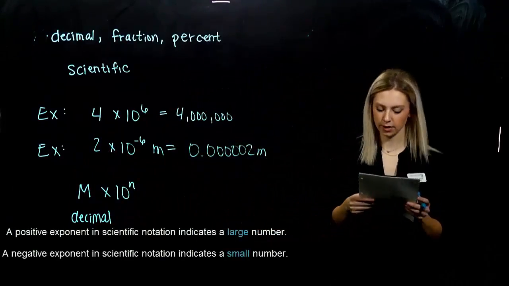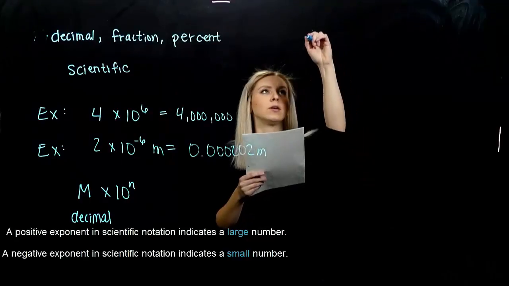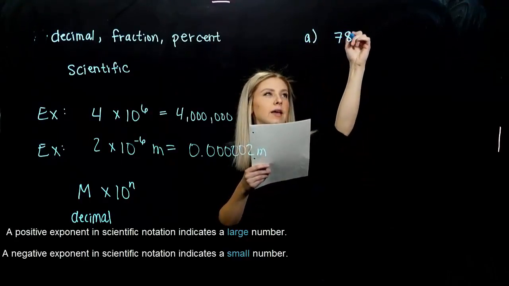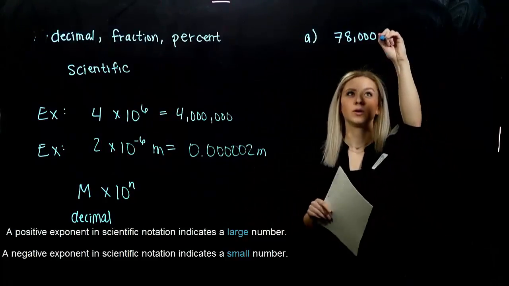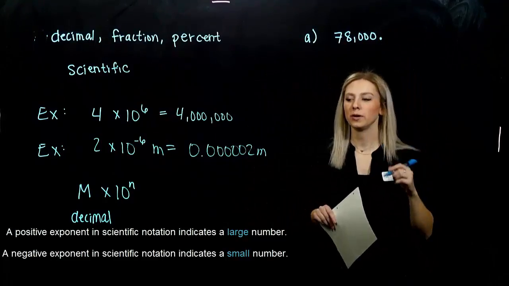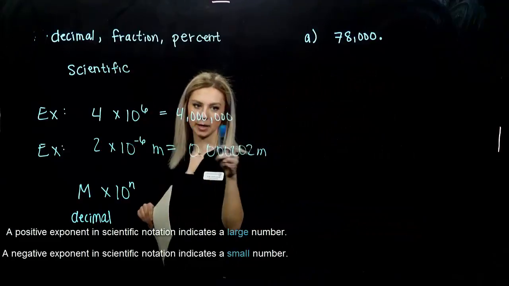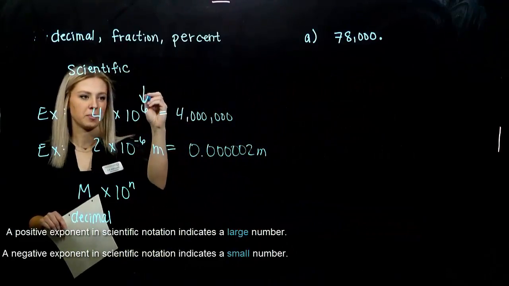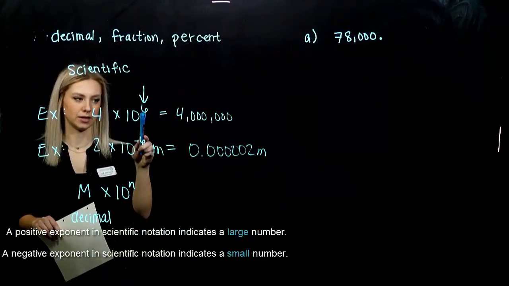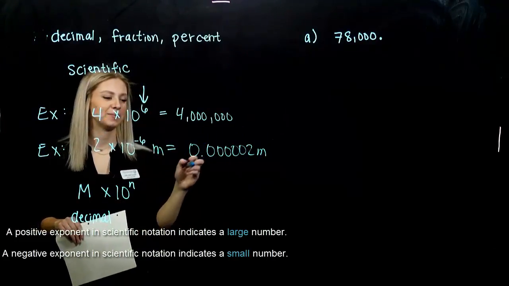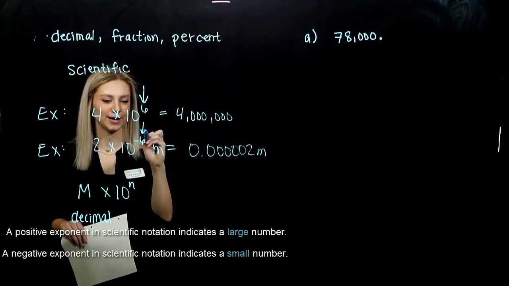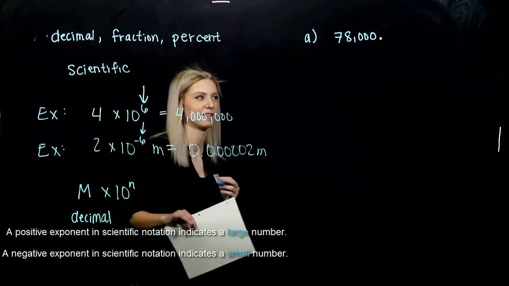So we want to convert to scientific notation. First example, 78,000. So where is my decimal? All the way at the back. And what do you notice? If I have a big number, what is my power looking like? It's positive. If I have a really small number, my power here is negative, gave it away.